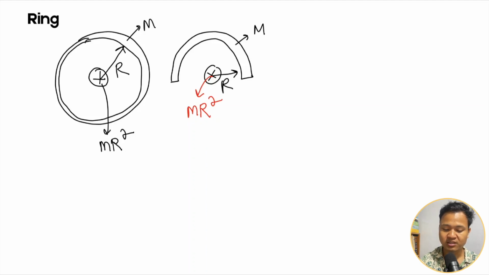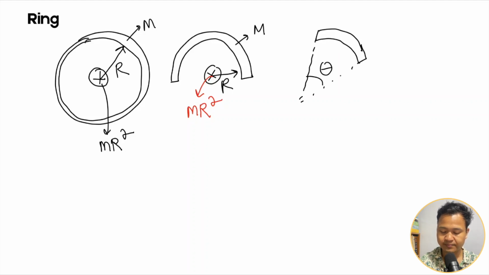Similarly, for any segment or section of a ring like this, suppose some angle theta is given, and they ask you the moment of inertia about this axis. If the mass of this section is m, then the moment of inertia about this axis is also again mr squared.